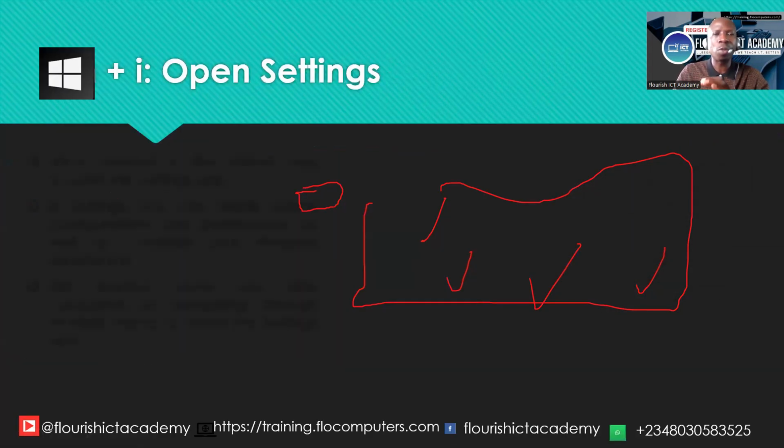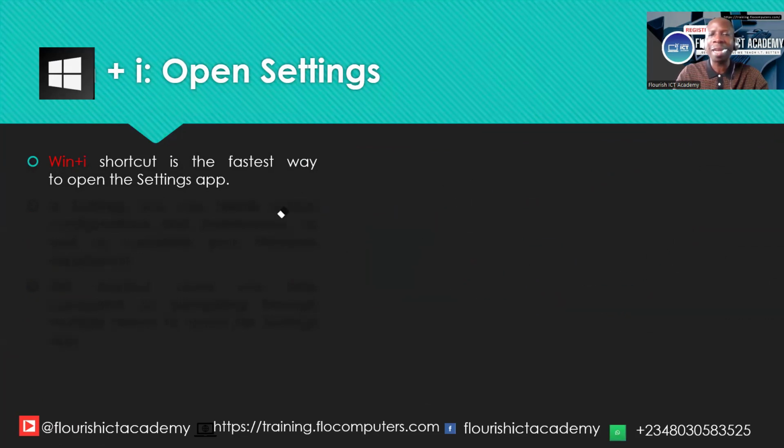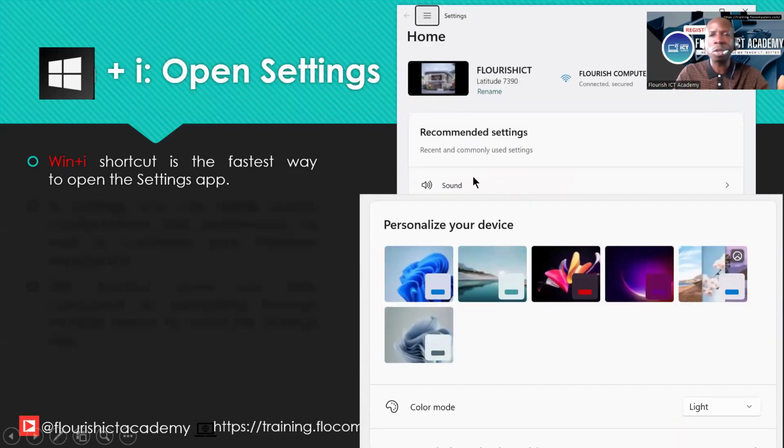Now, another one is Windows key and I. If you do that, it's going to open up the settings on your computer. This is very, very important. In fact, the fastest way to open the settings app on your computer is to use the Windows key and I as a shortcut, instead of going to the search bar on your computer and then looking for settings. Maybe you want to set your wallpaper, your background on the computer, the desktop background. All of those things are done under the settings.